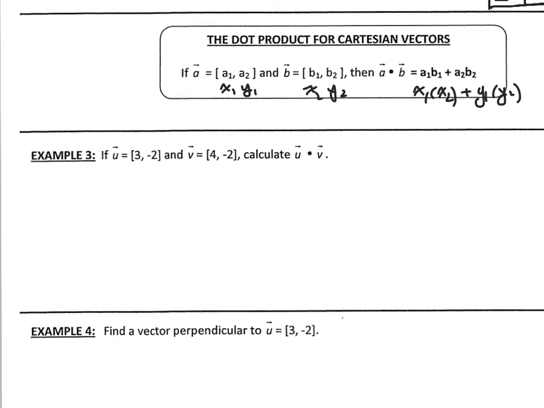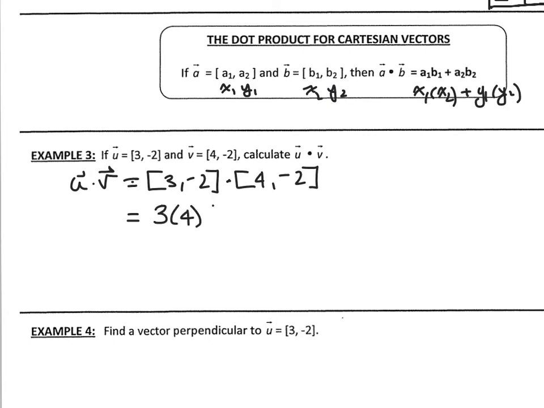Okay, so here's an example. u dotted with v is equal to, they're given to us, the two vectors, so (3, -2) dotted with (4, -2). Okay, so take your horizontal components, so we'll end up with 3 times 4 plus -2 times -2. Okay, so again, we're taking the 3 and the 4, that's the product there, and then -2 and -2 is here, and then we take the sum of the two.